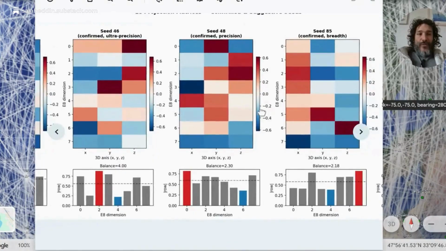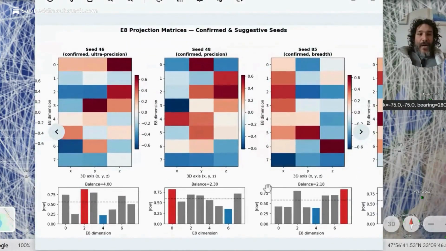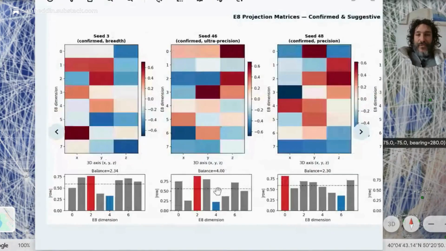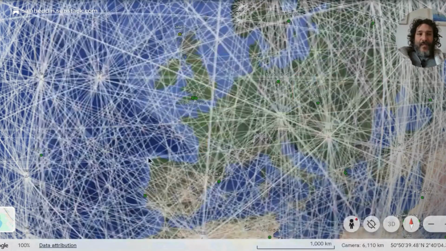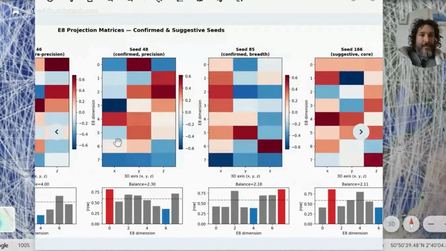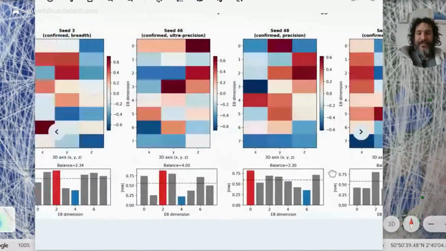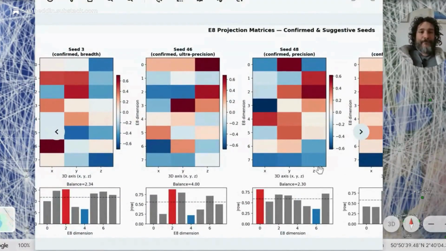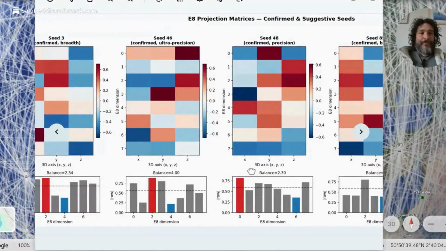Now look at channel 4, the 5th bar. In seed 3 it's the shortest. Sorry, seed 85 is the shortest as well, number 4. So 3 out of 4 confirmed projections have channel 4 as their weakest dimension. That's interesting to see. They share a common metric, which points to something structural.